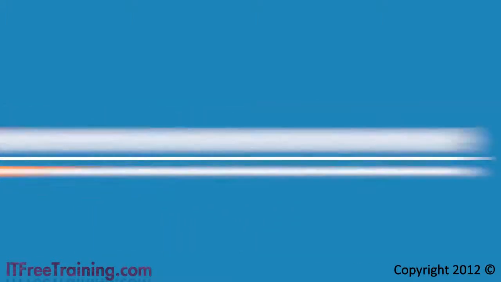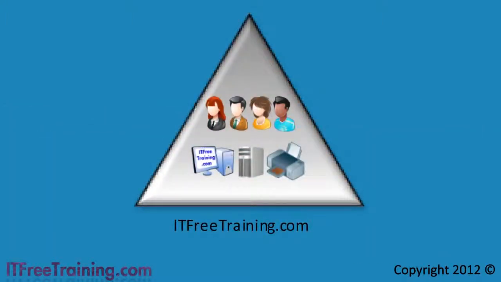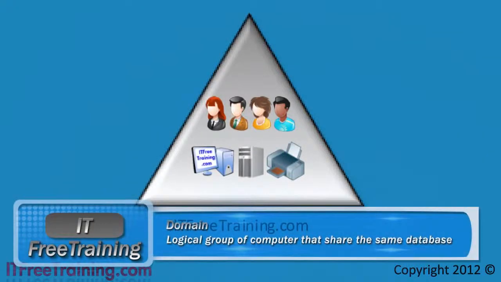To make things simple, let's start with one network. In this network, I have IT Free Training. All the users in IT Free Training can access resources in IT Free Training, assuming they have permission to do so. All the users in IT Free Training belong to the one domain. A domain is defined as a logical group of computers that share the same Active Directory database.